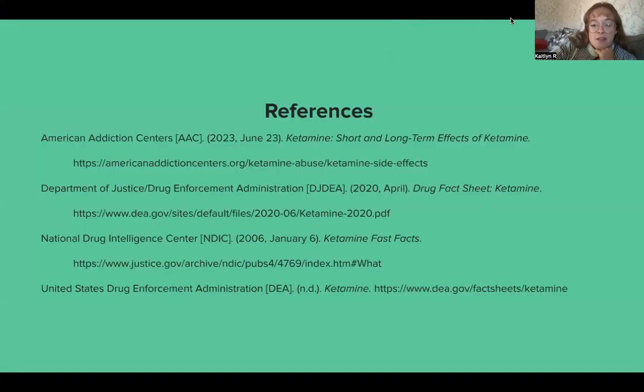And then here's just my list of references. So I looked at the American Addiction Centers, the DEA, and the National Drug Intelligence Center. So ketamine can be used for some good, like treating depression when SSRIs aren't working, but it can also be abused and cause some pretty significant health consequences. So yeah, that is my drug presentation on ketamine.